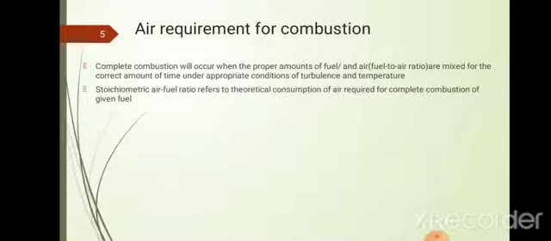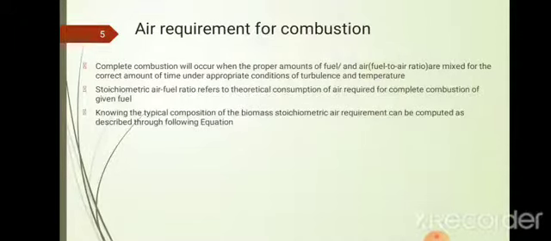And already we know what is stoichiometric air fuel ratio. It is a chemically correct air fuel ratio for the complete burning of a particular fuel or biomass. And how we can calculate stoichiometric air fuel ratio, that is by the chemical composition of the biomass. So already we have discussed in the previous chapters what is ultimate analysis, proximate analysis, etc. If you know the composition of biomass, we can theoretically calculate the stoichiometric air fuel ratio.